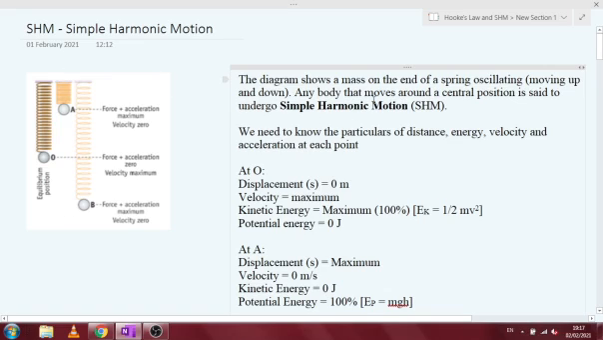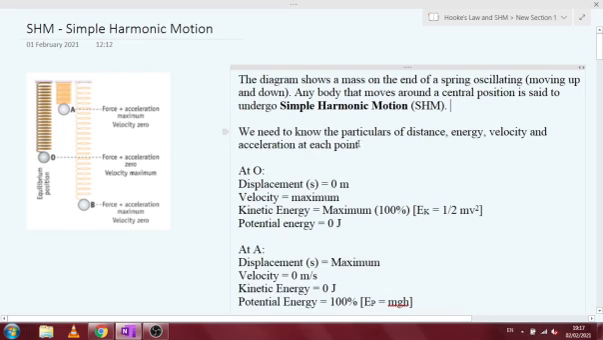So the diagram shows a mass on the end of a spring oscillating, which is moving up and down. That's going to be one of our key words for this lesson, oscillating. It just means moving up and then down again. So if you start off at A, it will be down and up again. That will be one full oscillation, one full cycle. Any body that moves around a central position is said to undergo simple harmonic motion. There are plenty of examples of that, but the mass on the end of a spring is the simplest one for now.